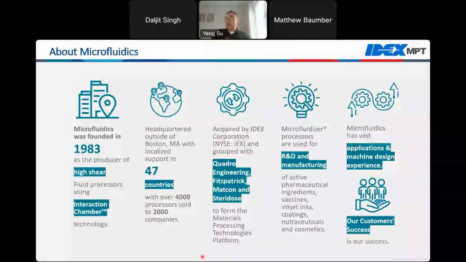Our technology is very versatile and can be used for many different industries, including pharmaceutical, cosmetics, nutraceutical, as well as chemical industries, for various types of applications and products. We have systems that cover everything from development all the way to manufacturing. With our vast application and machine design experience, we are able to tailor our design and solution to meet each one of our customers' requirements, because we believe our customer success is our success.